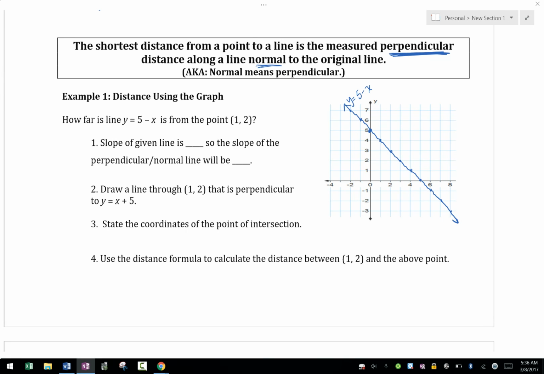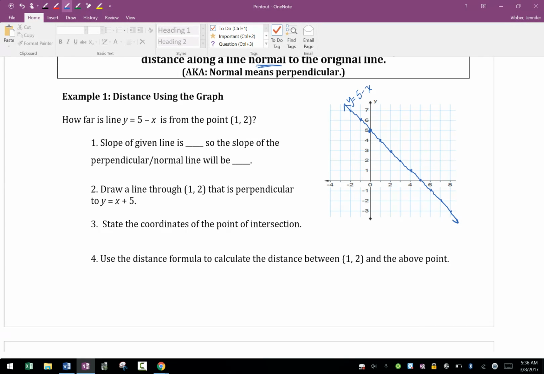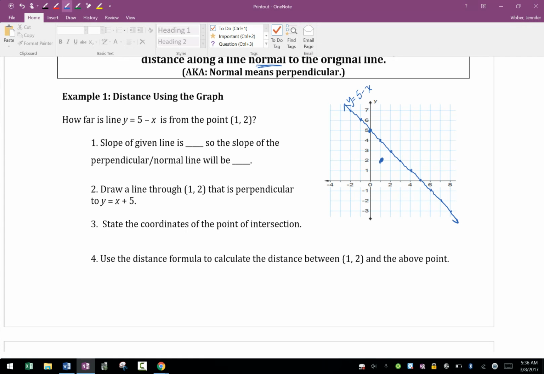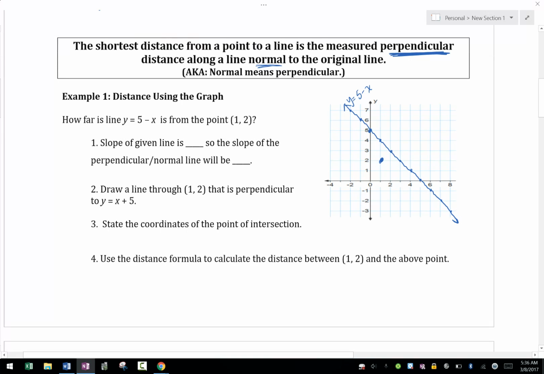And it says, how far is 5 minus x from the point 1, 2? Okay, well, if I were going to draw the perpendicular distance, and I didn't scaffold this question for you, if I want to know how far away they are, I'm pretty sure that this is a perpendicular, right? And so if I want to know that distance, it's however long that red segment is. So how far is 5 minus x from the point 1, 2? Well, it's however long this is.